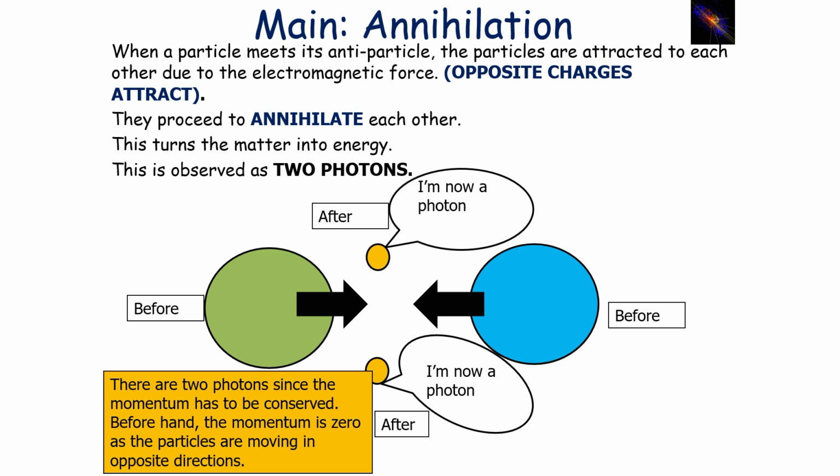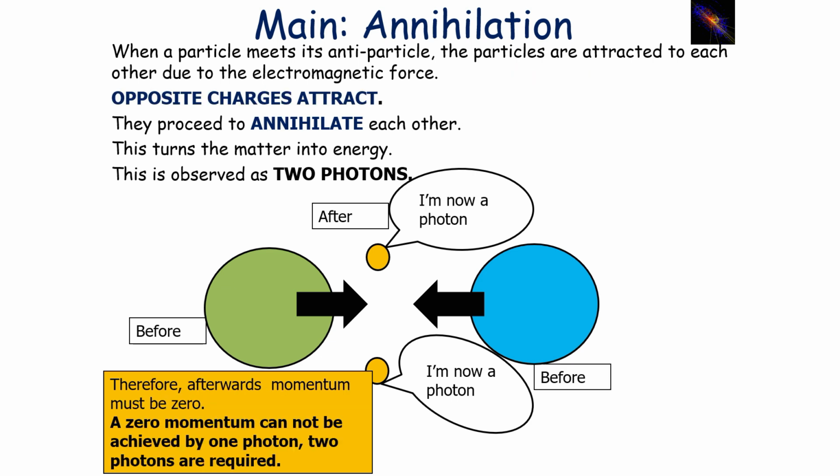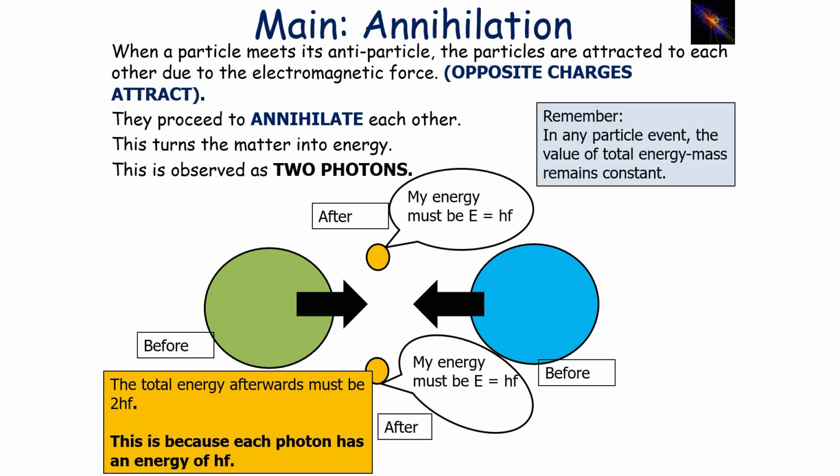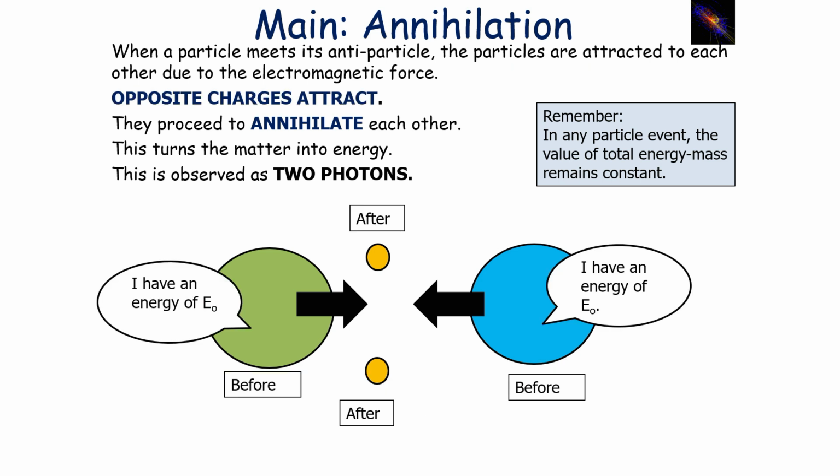Afterwards the momentum has to be zero, which happens because the two particles are moving in opposite directions. So a zero momentum can't be achieved with only one photon, you need two. Now the total energy afterwards must be 2hf, because each photon has an energy of hf, so we can therefore say that the energy of each particle is E0.